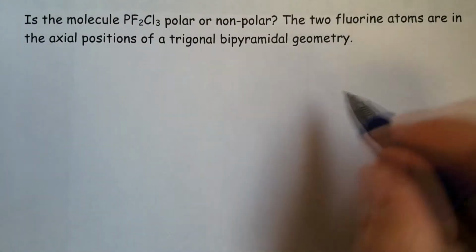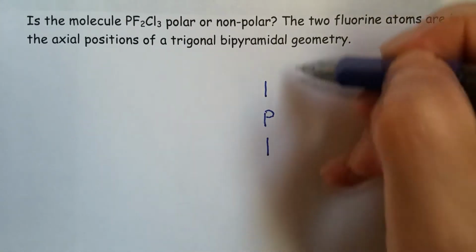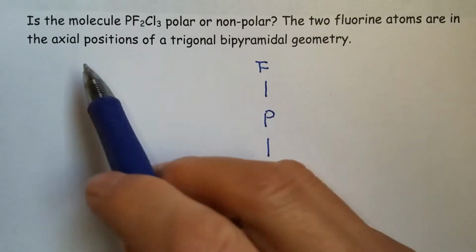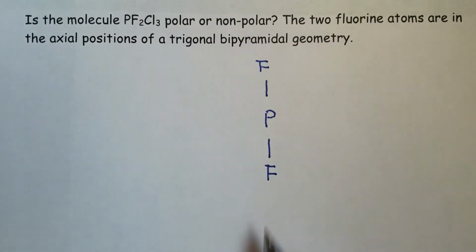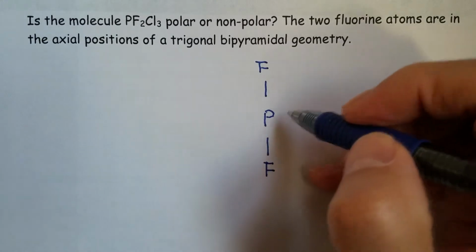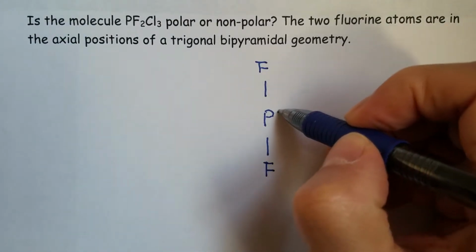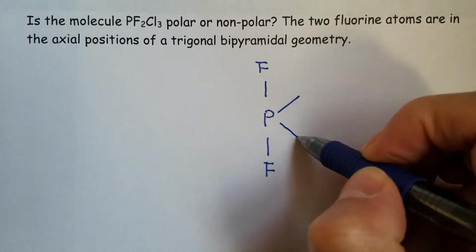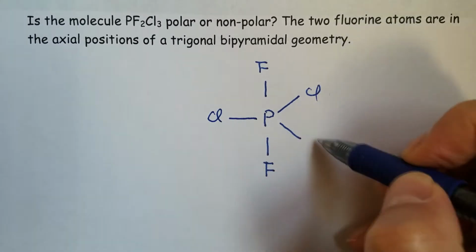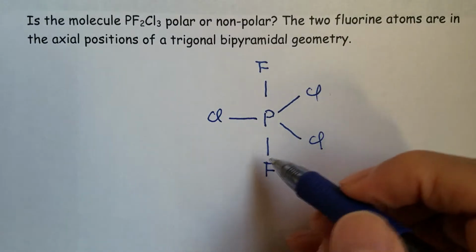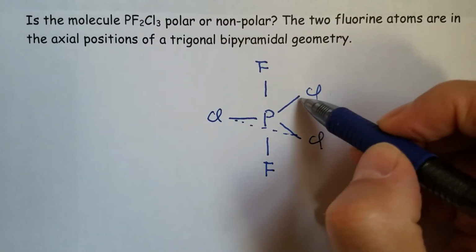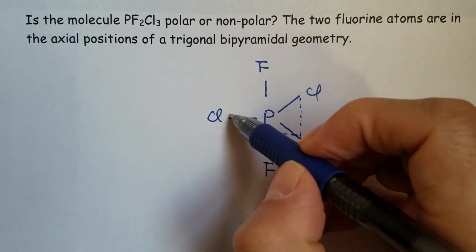So for this molecule, we have two fluorine atoms in the axial positions. You see, 180 degrees, axial positions. Then the other three chlorine atoms, obviously, will be in the equatorial positions. So chlorine, chlorine, chlorine. You have to use your imagination, try to see this as three-dimensional.